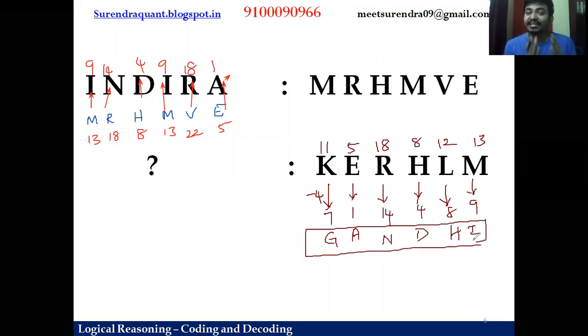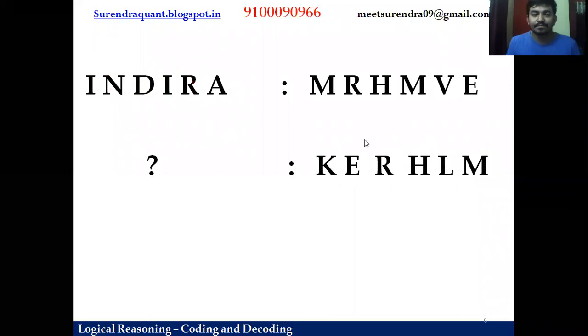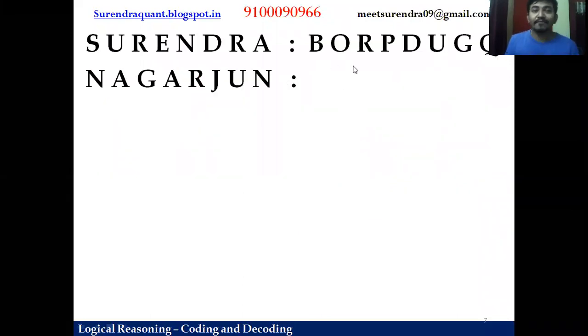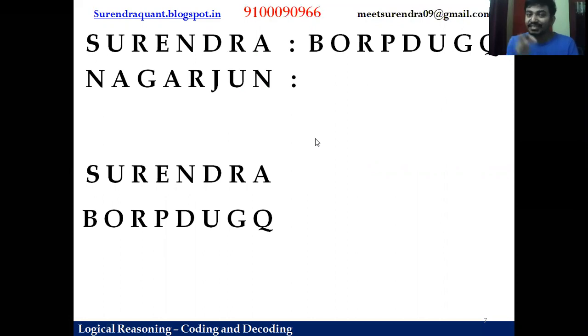So now we have taken 3 to 4 examples where the simple shifting is done first to first or first to last. Sometimes you can have questions where the word is divided into 2 different parts, and then coding can be done. So let us see some such questions now. Now Surendra word is coded as this. Then how can you code the word Nagarjun? So we have to code Surendra, right? So first let us try to decode what is the logic in the word Surendra.